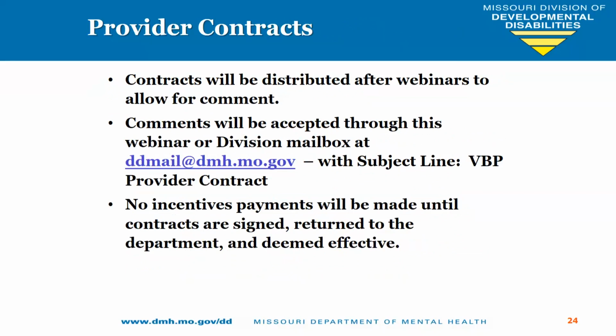The provider contracts have been and will be distributed from the provider relations teams to the providers for review. If there's any questions on the contract language itself, those should be emailed to the division mailbox at ddmail@dmh.mo.gov with the subject line of VBP provider contract. And again, no incentive payments will be made until the contract has been signed by the provider, indicating their acceptance of the additional opportunity to access incentive payments.